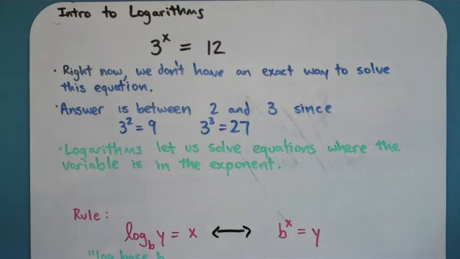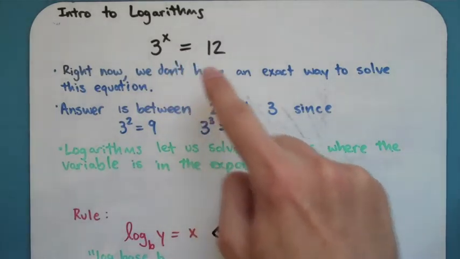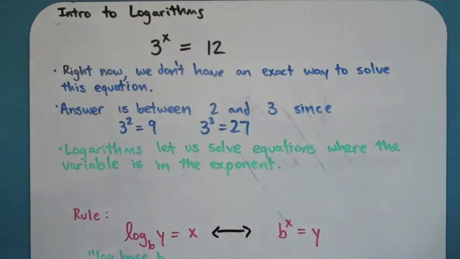Say we had the equation 3 to the x power equals 12. There really isn't a good way of solving this by hand with what we already know in our math abilities. You can't go dividing by 3 or something like that. The answer is not 4, because 3 to the 4th power is 81.